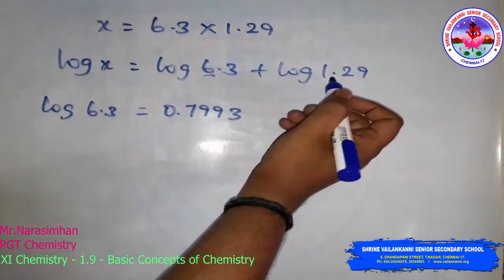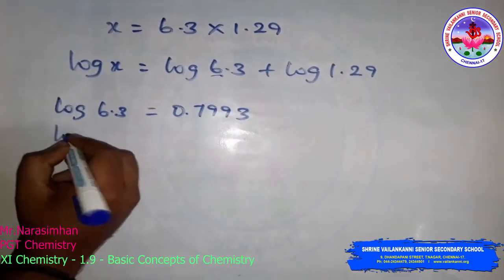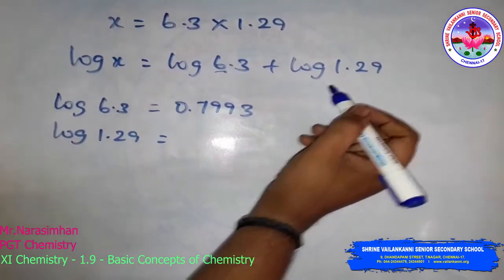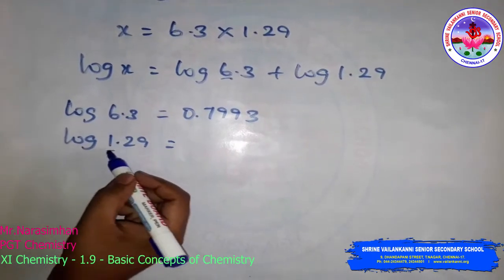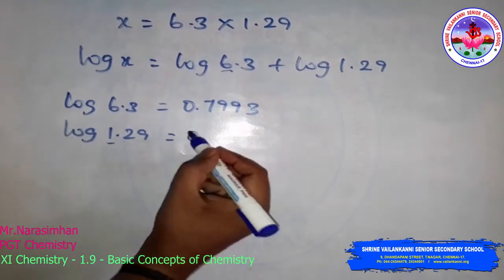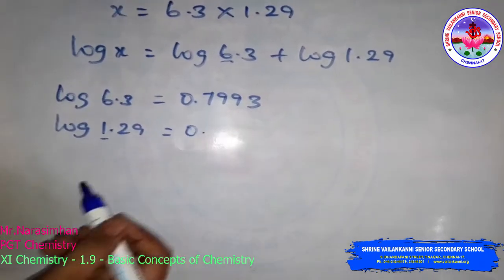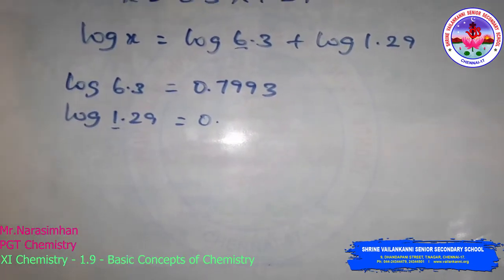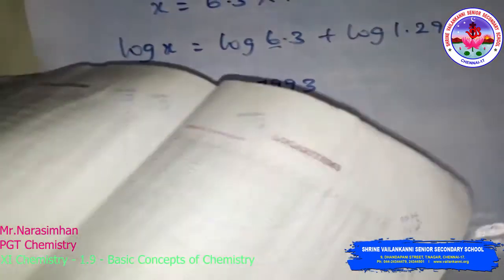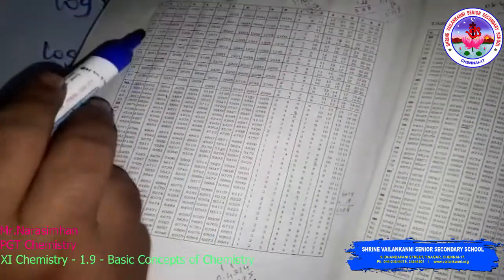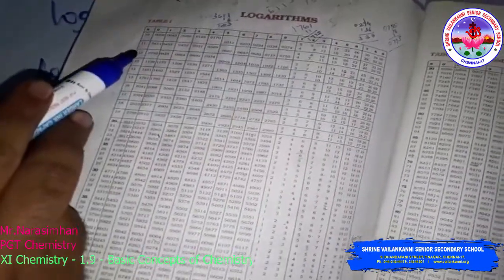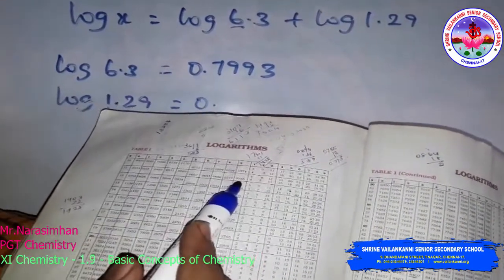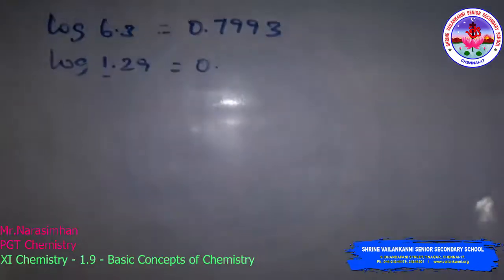In a similar way, log 1.29. Here also the characteristic is what? One digit, so it will become 0. That is 0.12. You have to take the log row of 12, say log 12. The next number is 9, so 12 and 9, that means 1106.